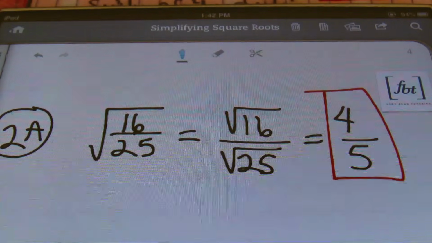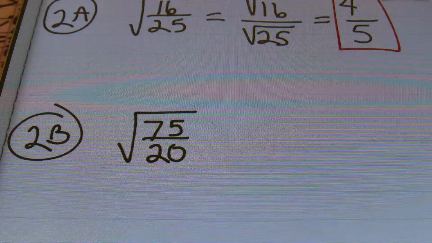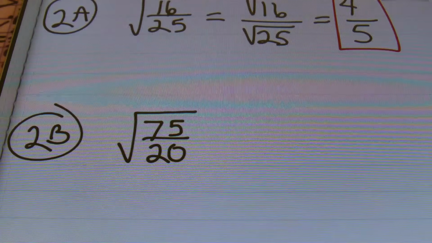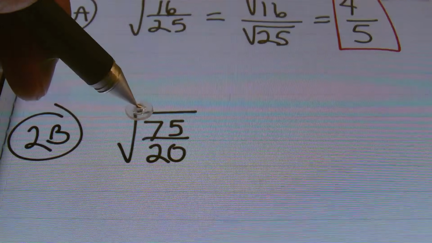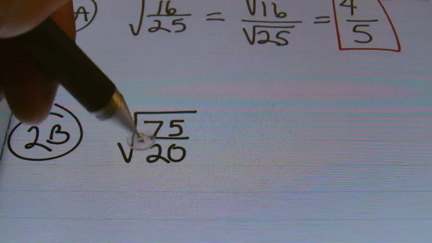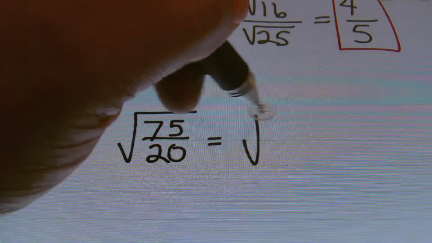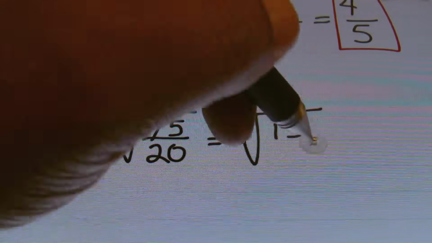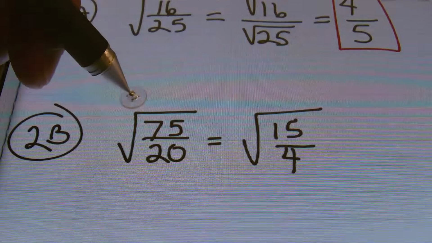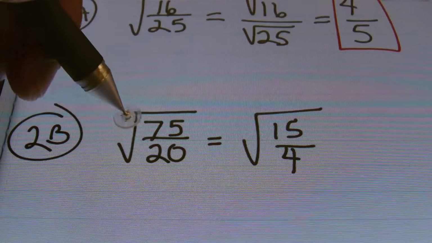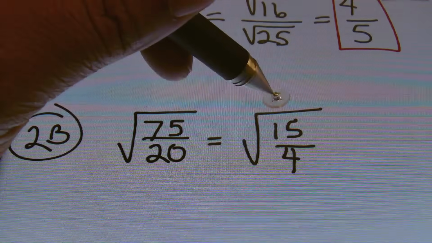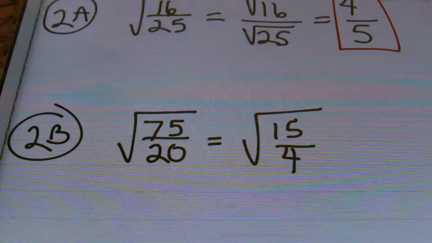Let's look at the next problem, 2b. For 2b, we have the square root of 75/20. Now, looking at your fraction 75/20, I know that both of these numbers can be reduced by 5. And that's exactly what I'll do. So I'll rewrite this radicand as 15/4 after reducing the 75 and the 20 by 5. 75 divided by 5 is 15. 20 divided by 5 is 4.